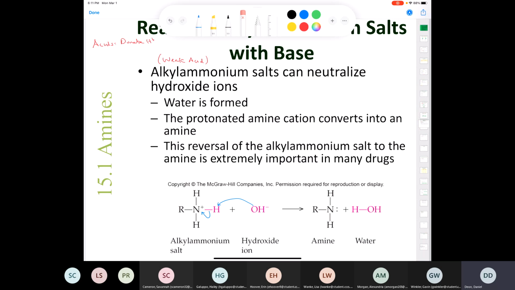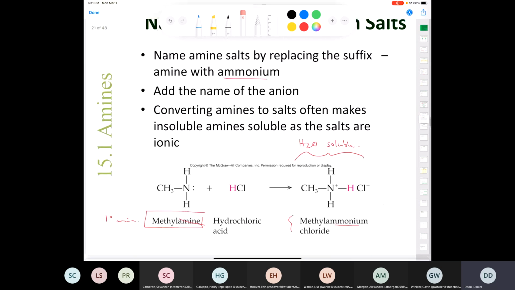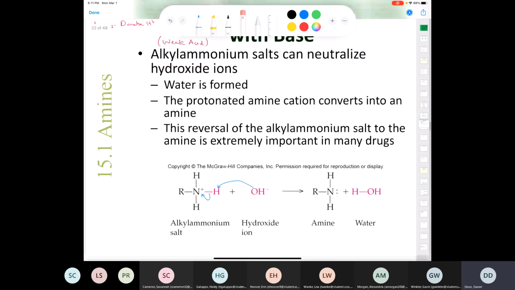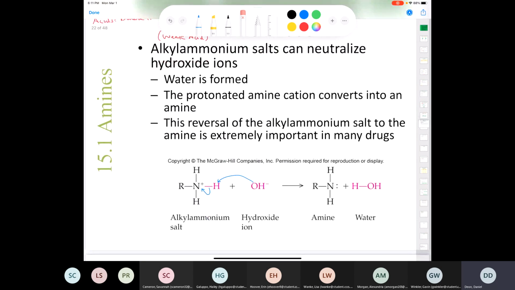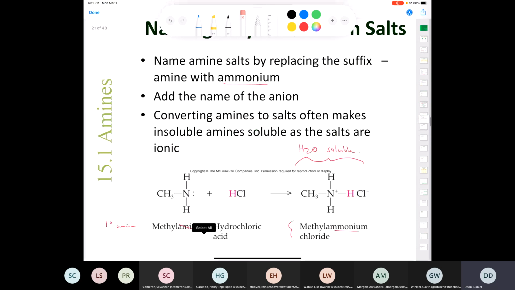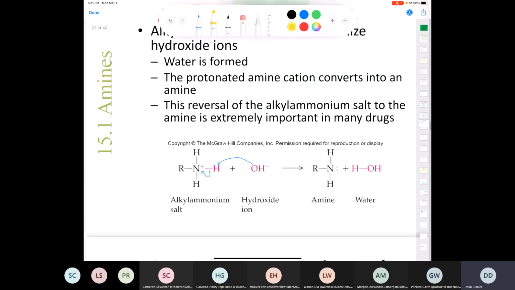And the reason that this is so important, okay, this back and forth, right, because we saw that here we could protonate the amine to make an alkyl ammonium salt. Then we're taking the alkyl ammonium salt and we're deprotonating it. So if you're wondering, why would you do this? Why would you protonate it and then deprotonate it, right? You're starting with an amine here, and then you're ending up with an amine at the end, Mr. Dion.